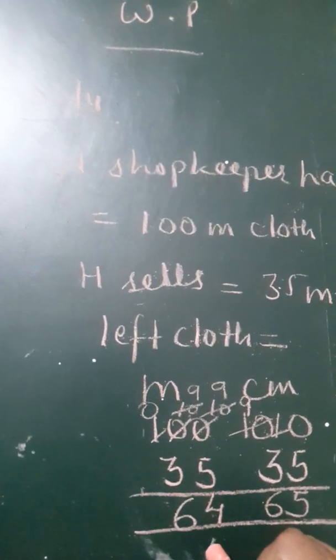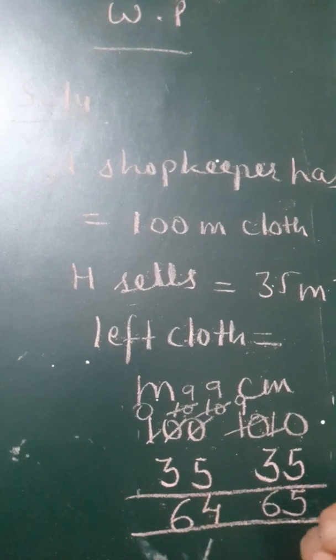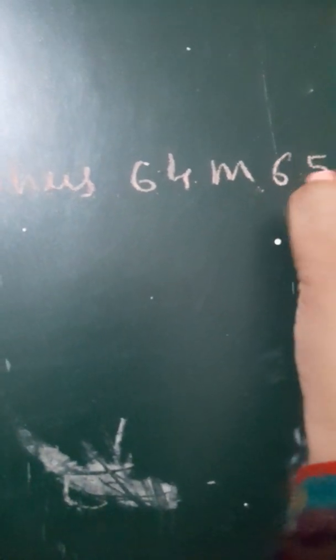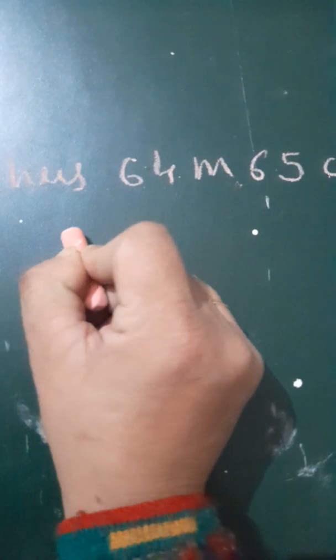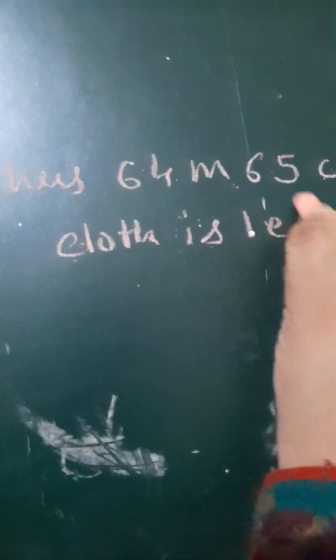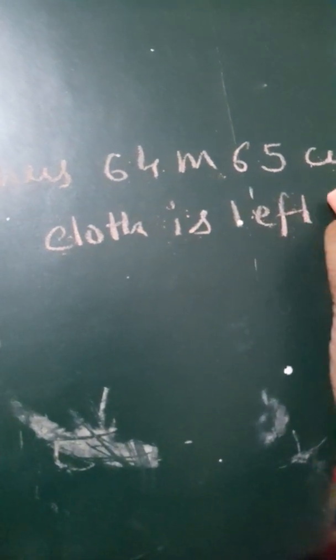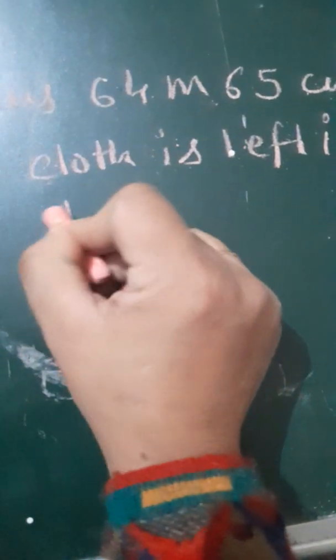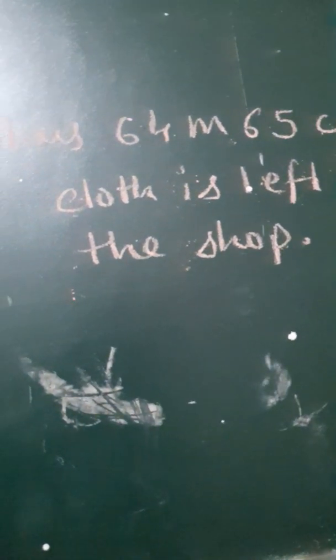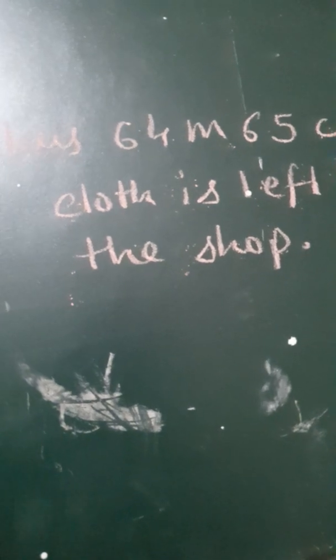Understood, students? So in the last statement we'll write, thus 64 meter and 65 centimeter cloth is left in the shop. Okay. Like this, you will solve your worksheets.